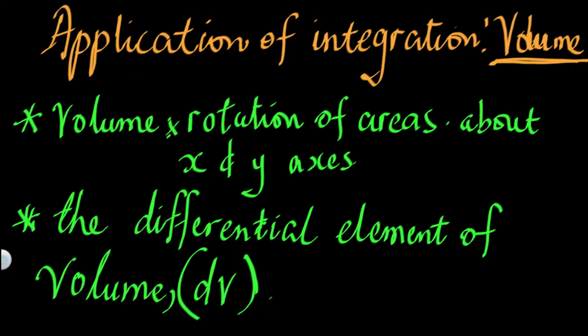We can use integration to find the volumes of shapes that are formed when we rotate an area on a Cartesian plane. This rotation can be about the x-axis or it can be about the y-axis. And to do this, you need to deduce an expression for what we call the differential element of volume.